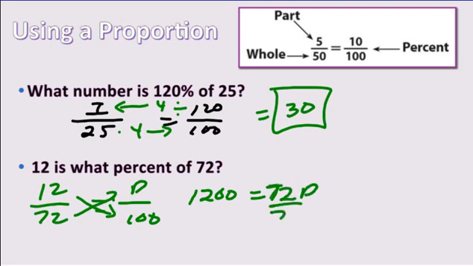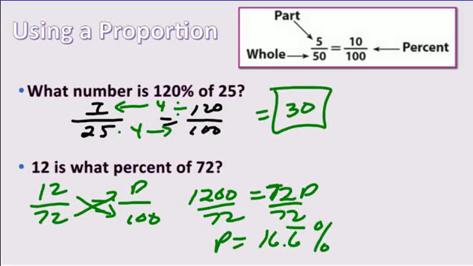Divide by 72 on both sides. I got 1200 divided by 72. Percent would be 16.6 repeating percent. Make sure you put that repeating symbol at the end or above your number, because that's what it actually is. Don't round that unless they ask you to round it.